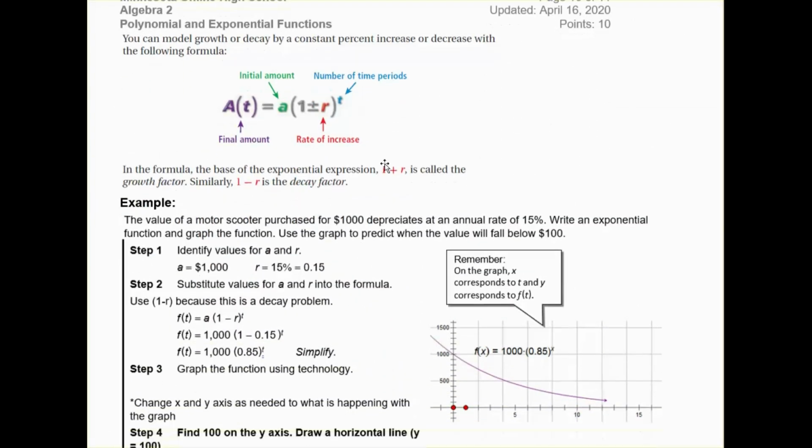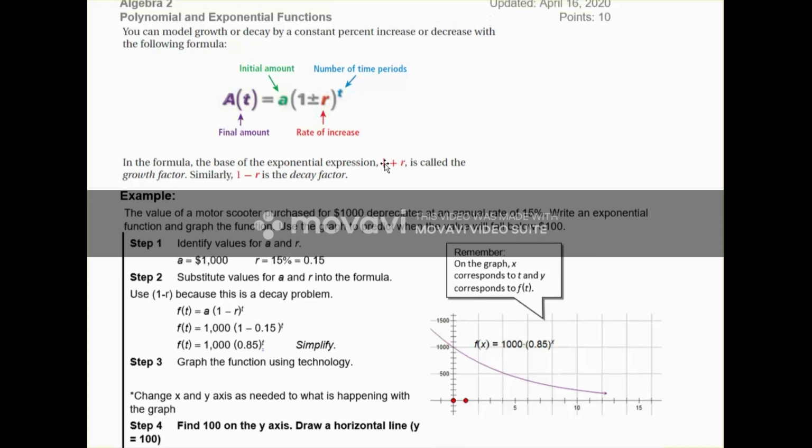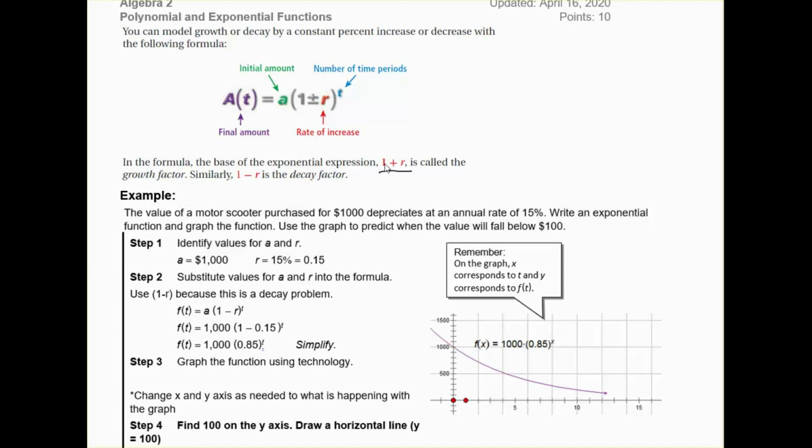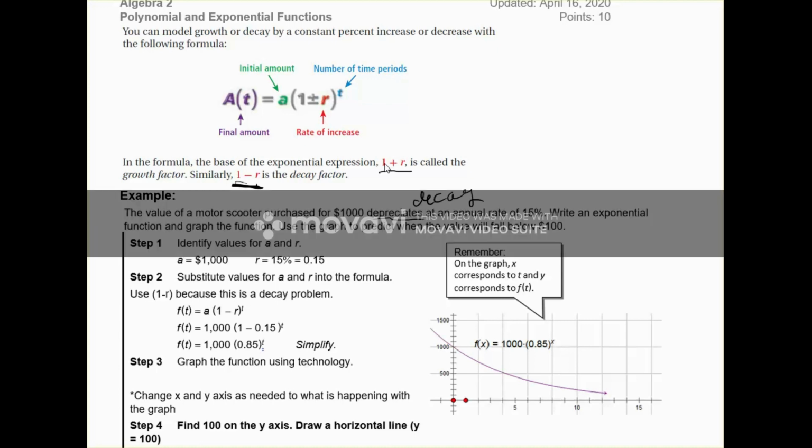Alright, let's look at exponential growth, exponential decay. If it's exponential growth, then you will do 1 plus the rate given to you in the problem. Make sure that the rate is changed to a decimal first. If it's decay, if it's decreasing, then you want 1 minus r. So in this example here, it depreciates. That's decay. And this is the rate here, but we want to change our rate to a decimal.